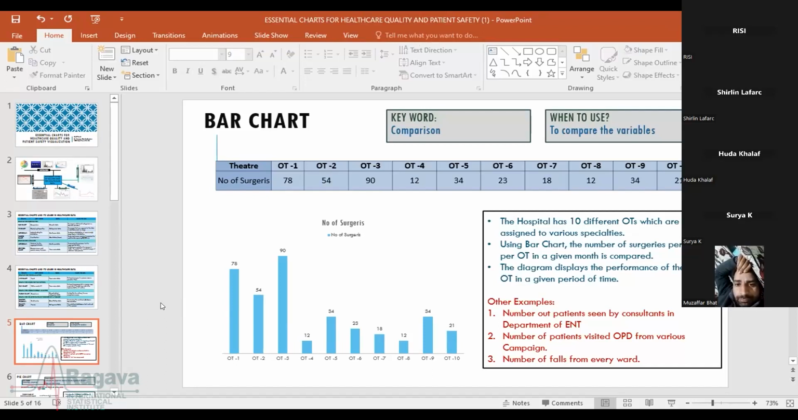Other examples are the number of outpatients seen by the consultants for a particular department, the number of patients who visited the OPD from the various campaigns a particular organization is running, and the number of falls from every area in a hospital. These are all the things which we can display in the bar chart.